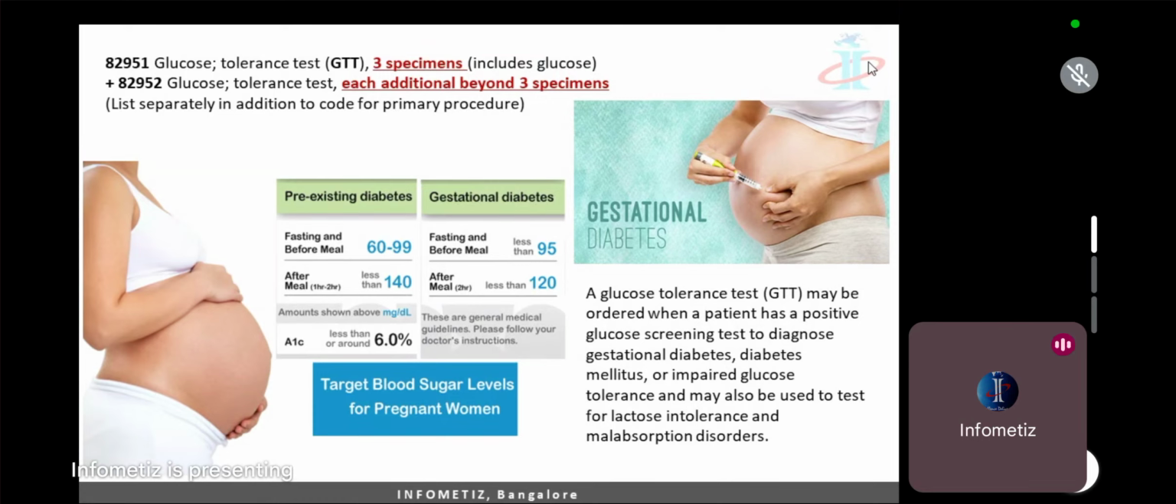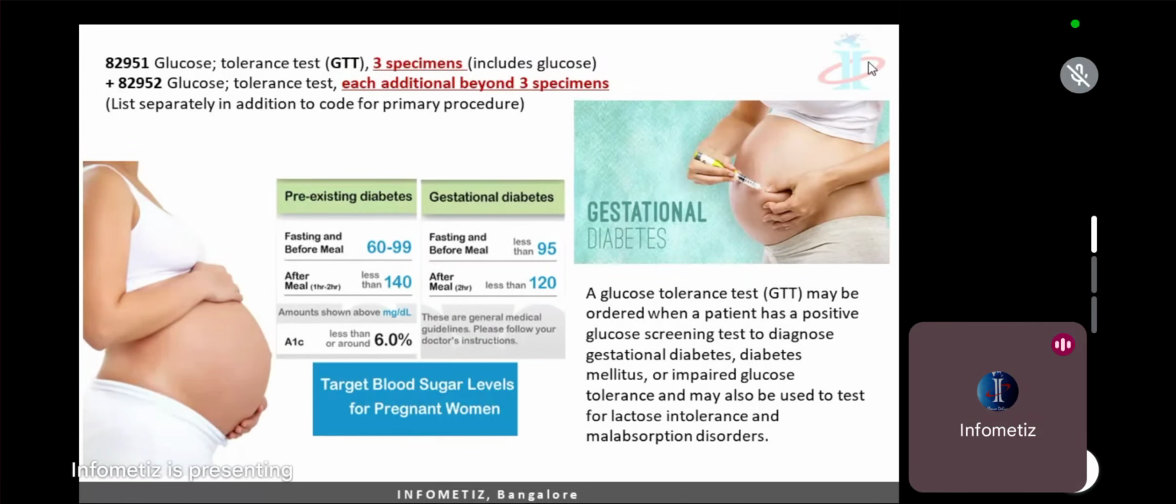This test is known as the glucose tolerance test. Now, do you know what this test is? You can ask your family members who got pregnant recently or delivered a baby. Have you gone through this test? Pakka, yes. It's a sure shot. It's a mandatory test for every woman.